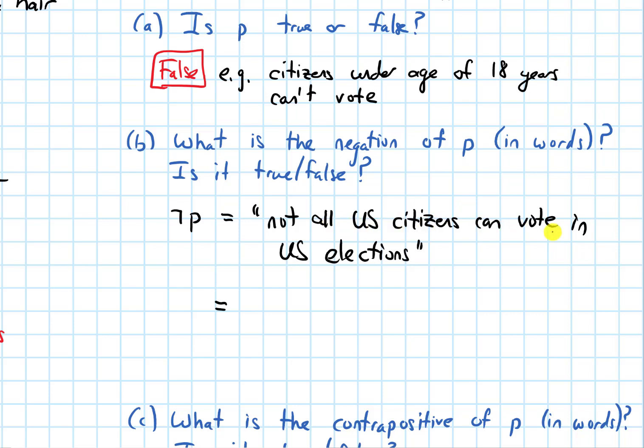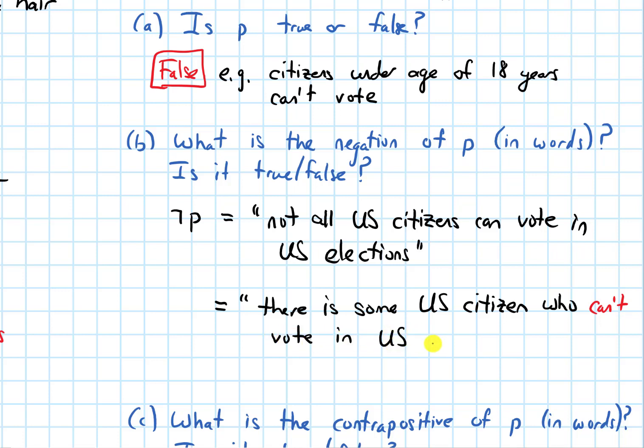If not all US citizens can vote in US elections, that's the same thing as saying that there is some US citizen, at least one, who can't vote in US elections. That is the same thing as saying not all US citizens can vote in US elections. And this statement, not P, is true.